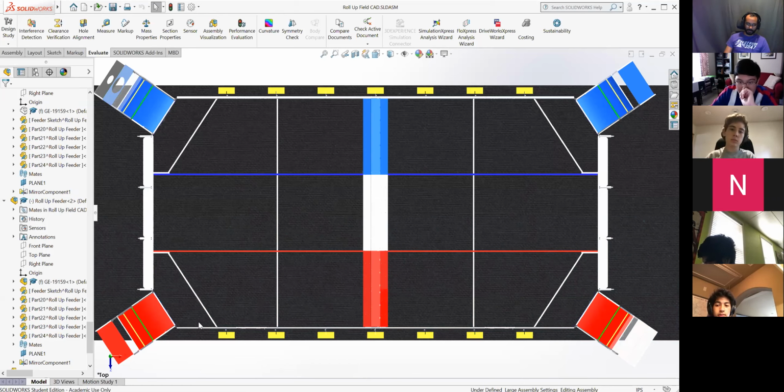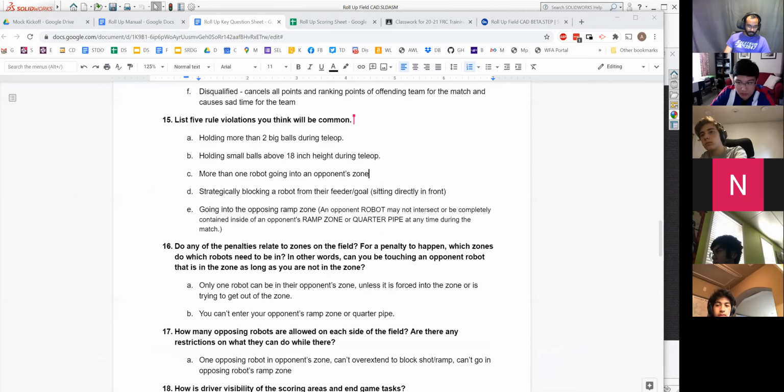So depending on how the balls roll through the feeders and how you do the dumps, if you need to be able to get more balls, your defender may have to leave that zone for a bit for your offensive robots to come get balls. Okay. Strategically blocking a robot from feeder. Yeah. So the ramp zone penalties are pretty big.